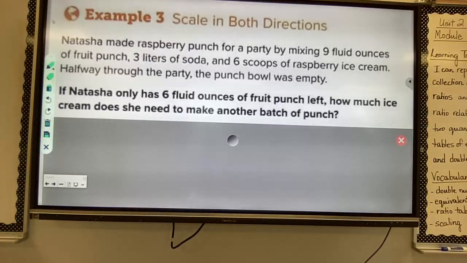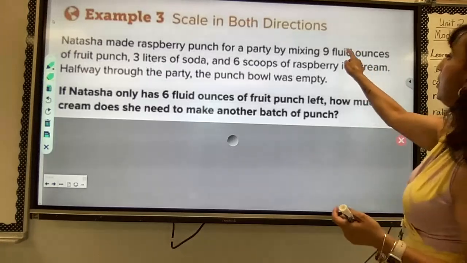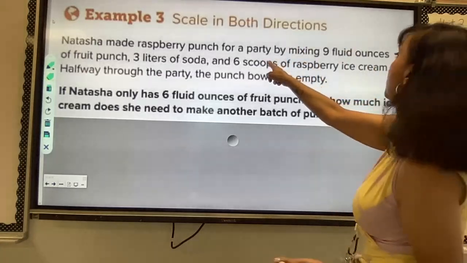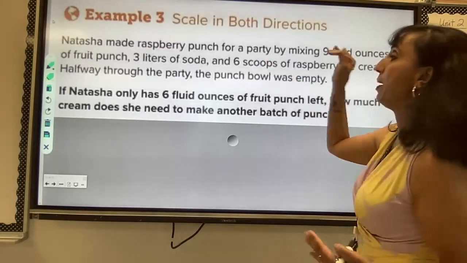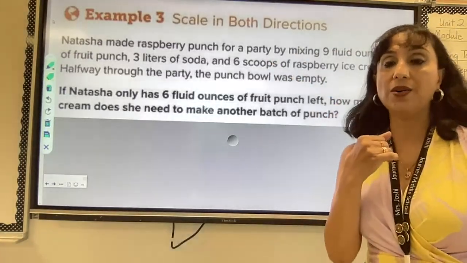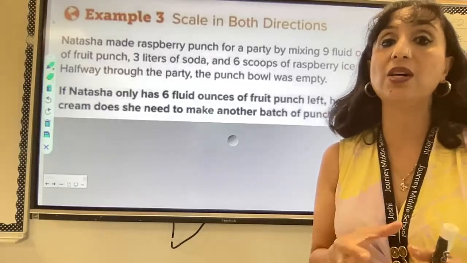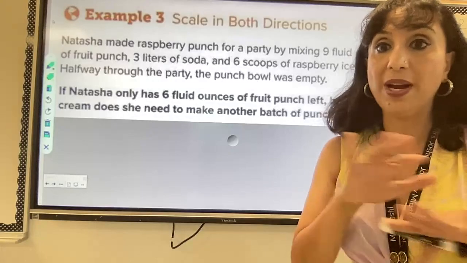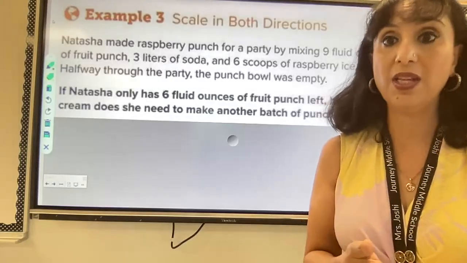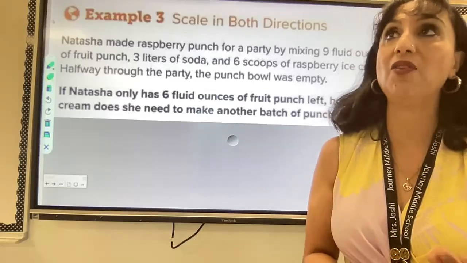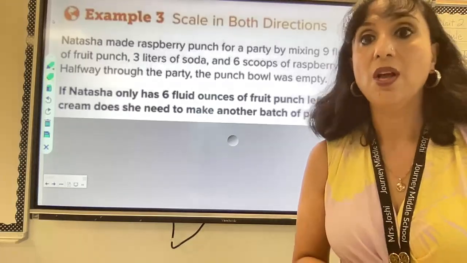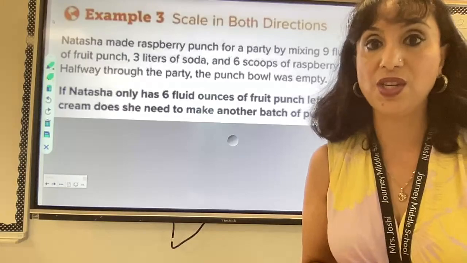We are talking about for every 9 fluid ounces of fruit punch, there are 6 scoops of raspberry ice cream. So remember what I had talked about earlier in class is that always look at the question. Don't jump at the numbers, because there might be some given there that you don't need, or you might be reading the ratio backwards. So first you got to look at what the question's asking.